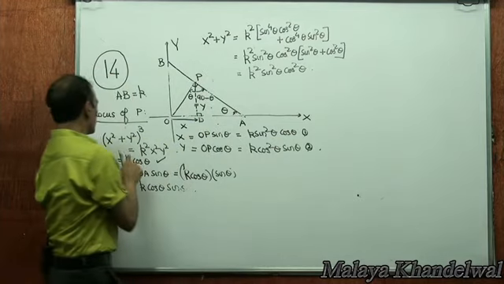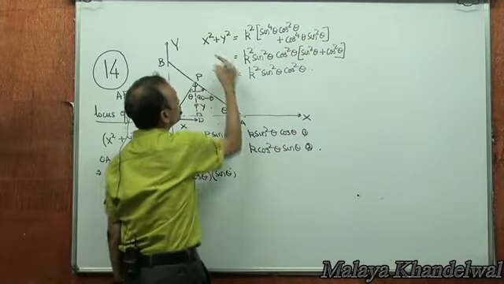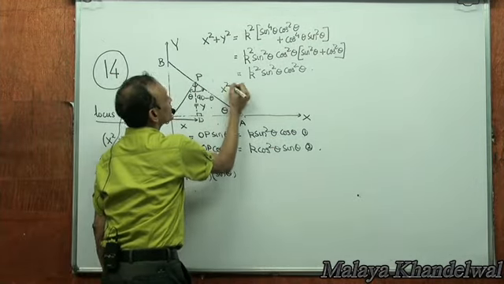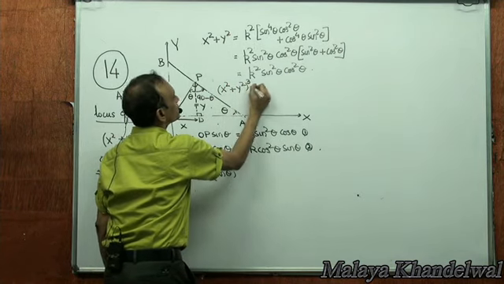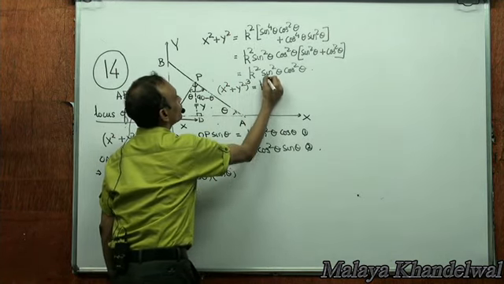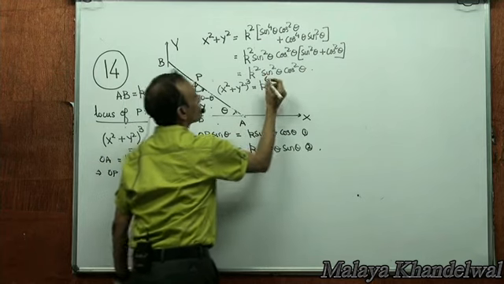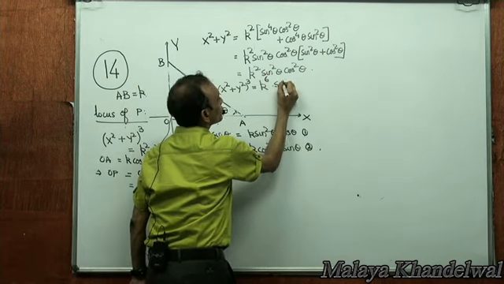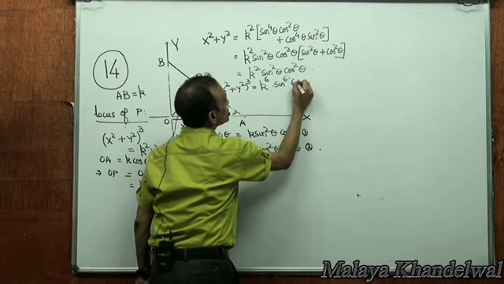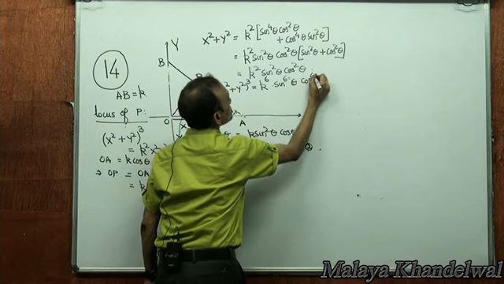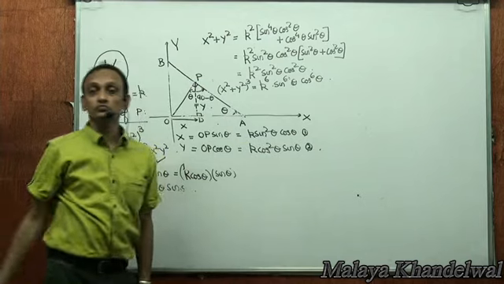Now when I cube this, because I want to have a cube of this, I get x square plus y squared whole cubed equals k to power 6, beg your pardon, into sin to power 6 theta cos to power 6 theta is what I get. Yes or no? Right?